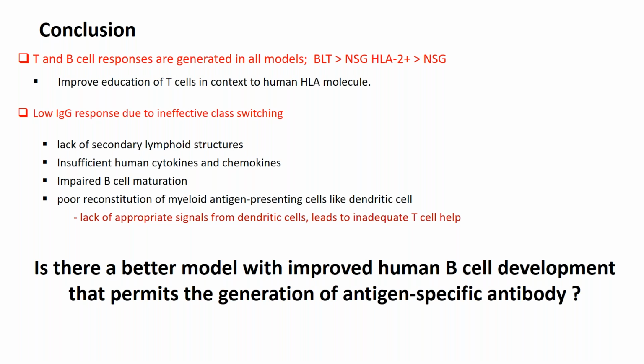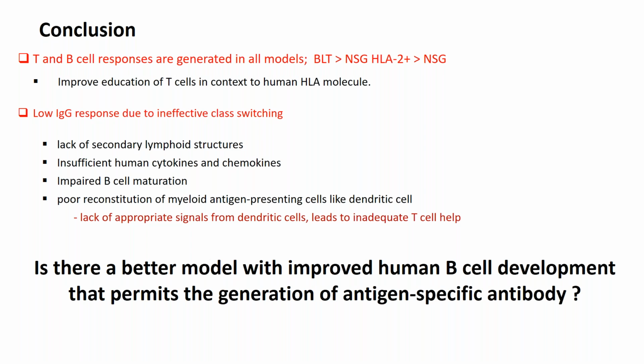The IgG response in all of these models is either low or negligible, and this is due to ineffective class switching in these models. This ineffective class switching is due to lack of secondary lymphoid structure, insufficient human cytokines and chemokines that drive the class switching, impaired B cell maturation, and finally the poor reconstitution of myeloid cells, mainly the antigen presenting cells like dendritic cells. Due to this, there's a lack of appropriate signal from dendritic cells to the naive T cells, which ultimately shapes the adaptive immune response subsequently.